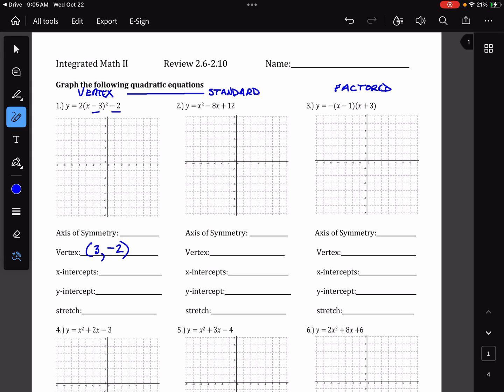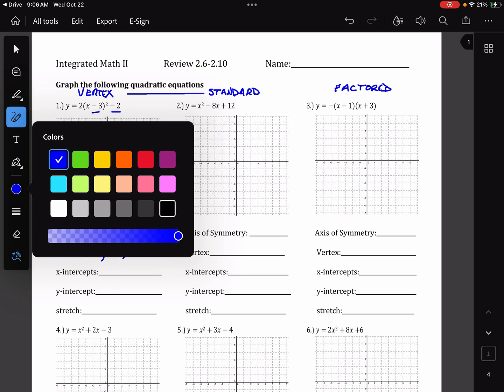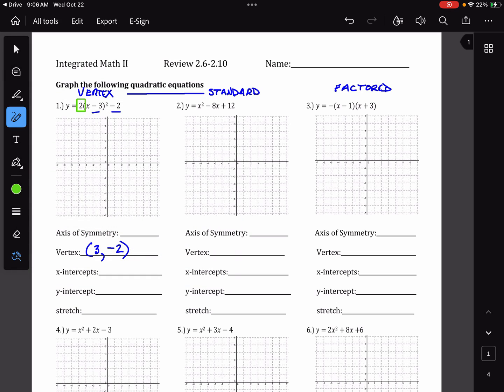The other easy thing to spot with your vertex form is the stretch. And the stretch is the same thing as a multiplier. I'll come back and fill in everything else, but I'm just going to go through and pick out the easy stuff first.